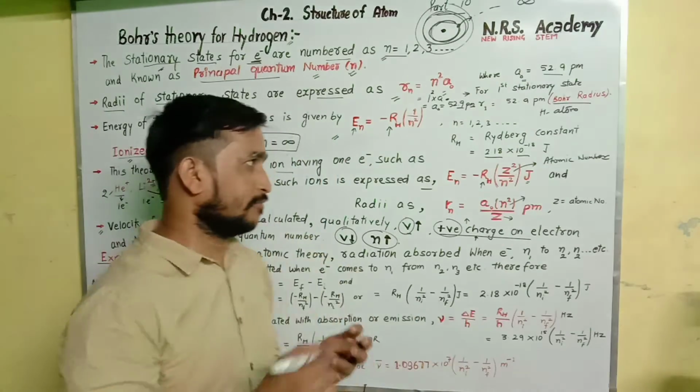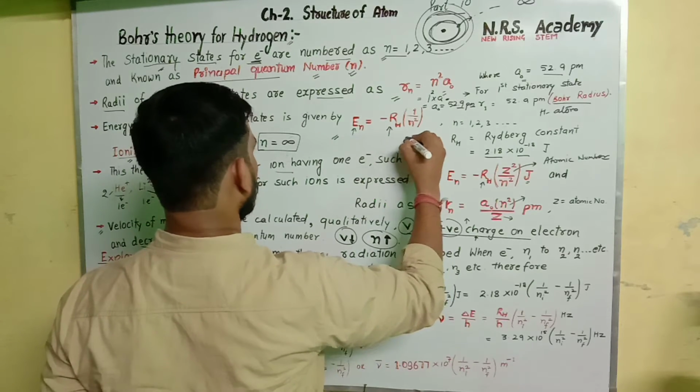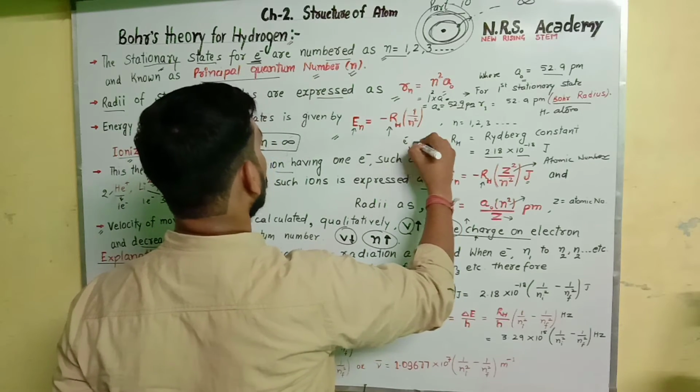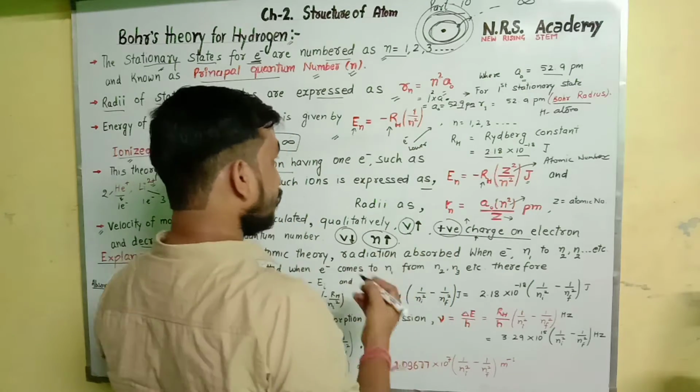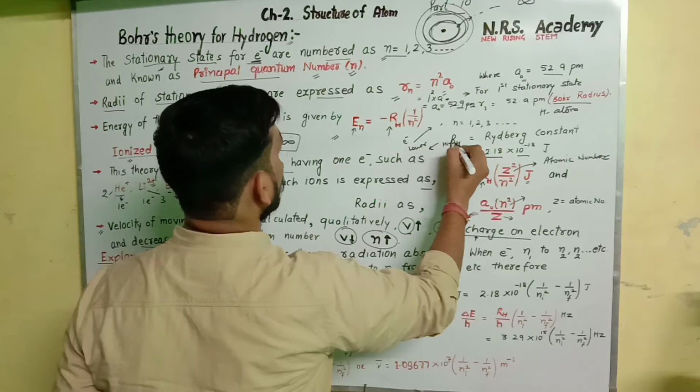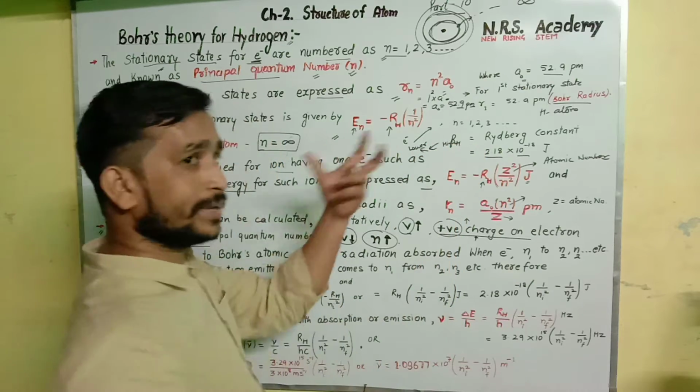So as we know, whenever an electron takes energy, it will go from a lower energy level to a higher energy level, and whenever energy is emitted, it will come from a higher energy level to a lower energy level. So this is the basic phenomenon.